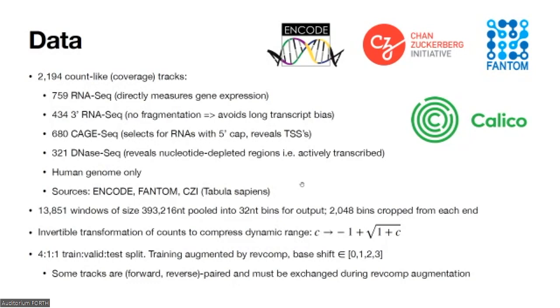It's about 14,000 windows, each of which is about half a gigabyte. And the output is pooled into 32 nucleotide bins. So we're not predicting at fine-grained base resolution for these. We're discretizing the output, coarse-graining the output a little bit.